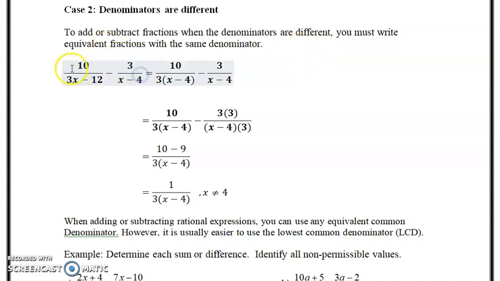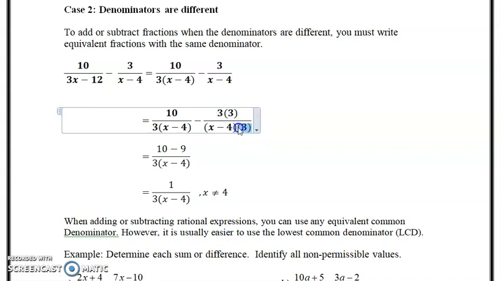So in the first example, I have highlighted right here, we have 10 over 3x minus 12, subtract 3 over x minus 4. Sometimes it's easier to factor them to get the common denominator, so that's one of the steps I really recommend you do right away. In the first one I factored a 3 out of the 3x minus 12, and I got 3 bracket x minus 4. So you'll notice it's very similar now. The only thing I have to do is multiply the denominator by 3, which you can see here that I've done.